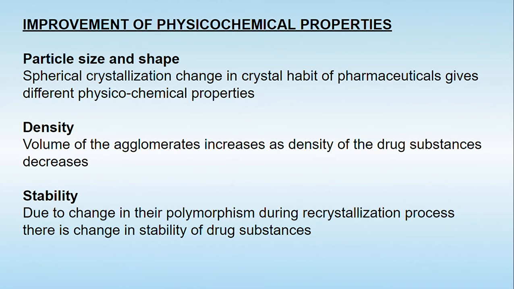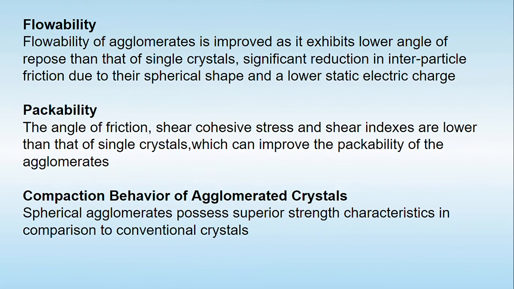Now let's try to understand the improvement of physicochemical properties due to spherical crystals. The first one is particle size and shape. Definitely, the spherical crystals will have a different particle size, and are converted into a spherical shape compared to the original raw drug material. The density means the volume of the spherical agglomerates of crystals which are formed; it increases as the density of the drug substance decreases. Due to the change in volume of the form during the recrystallization process, the stability of the drug substance is also going to change.